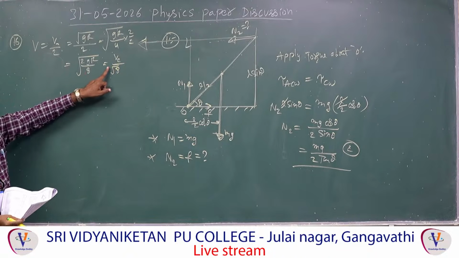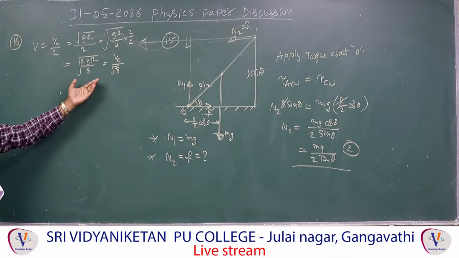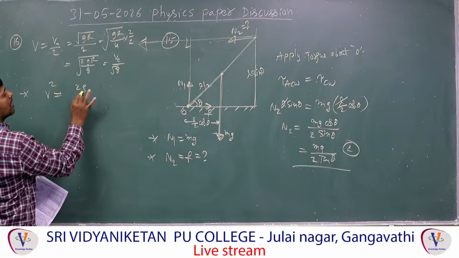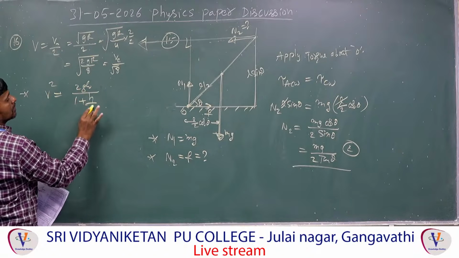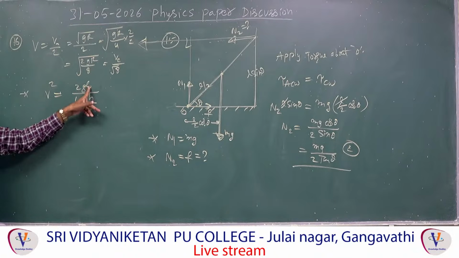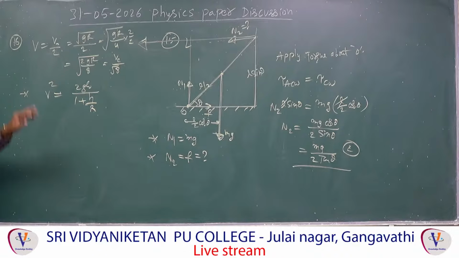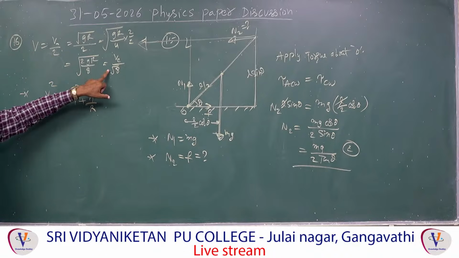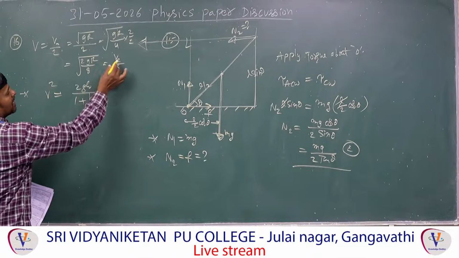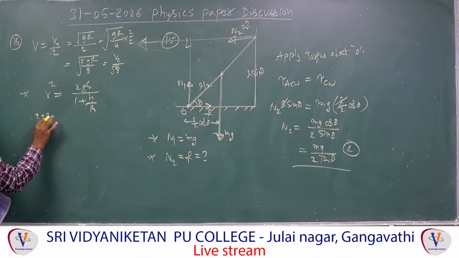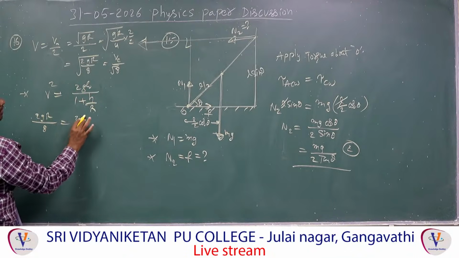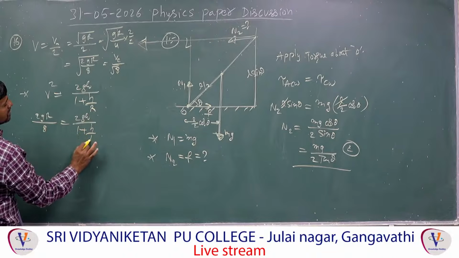Now compare the projected velocity: it is less than the escape velocity. When the projected velocity is less than the escape velocity, what is the formula? v squared is equal to 2gh by 1 plus h by R, where h is the maximum height. What is the value of v squared? v squared is 2gR by 8, equal to 2gh by 1 plus h by R.